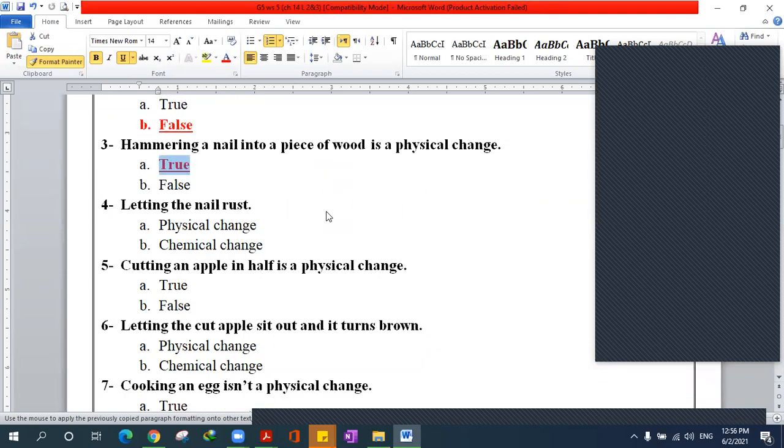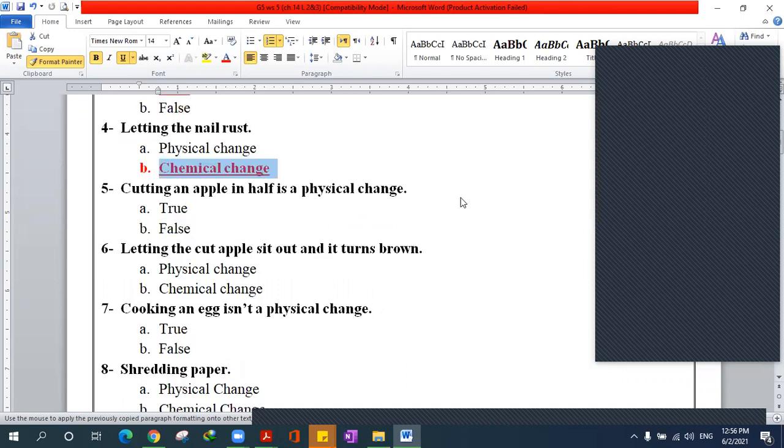Habiba is next. Guys, from now on, when I say your name, you know that you will read the question, okay? Number 4, letting the nail rust. Chemical change. Well done, Habiba.